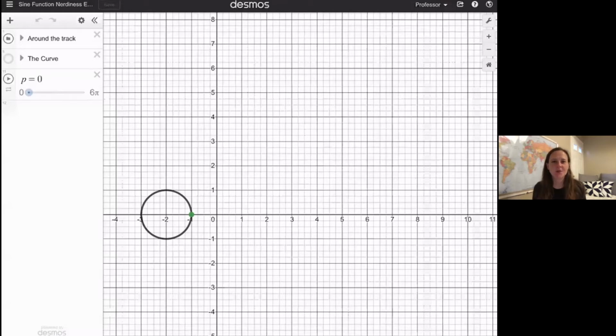Section 5.2 is called the unit circle, but really what we're going to do today and for the next few classes is to define our trigonometric functions. All right, so I want to introduce these to you with this graph here.